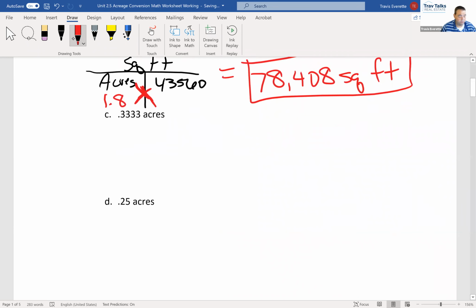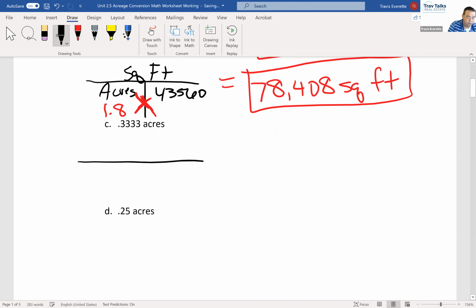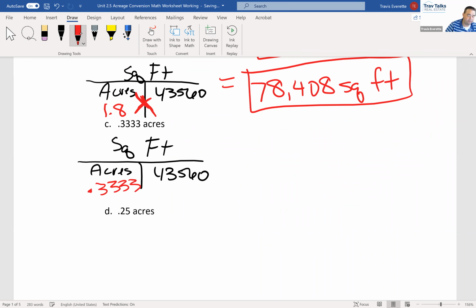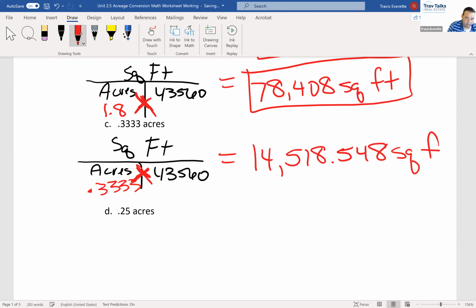And then B, take a look at the same idea here. Square footage on top, acres, 43,560 down here on the bottom. They've given us 0.3333 acres, side by side, multiply. So 0.3333 times 43,560 equals 14,518.548 square feet.